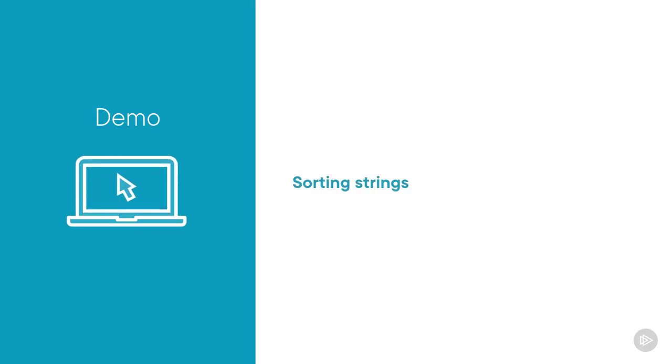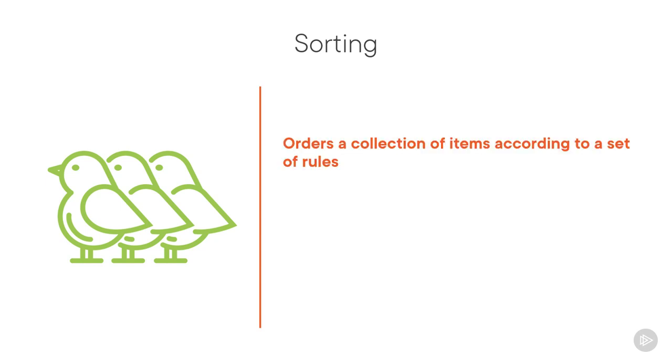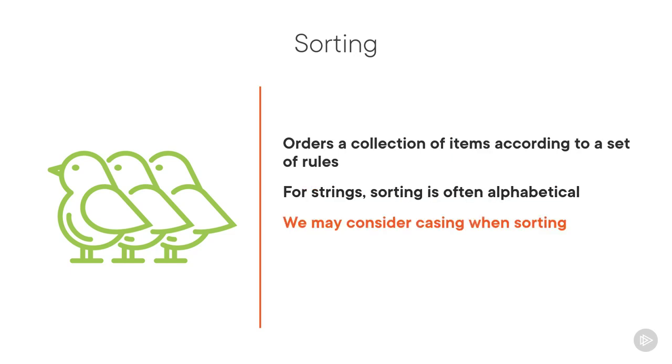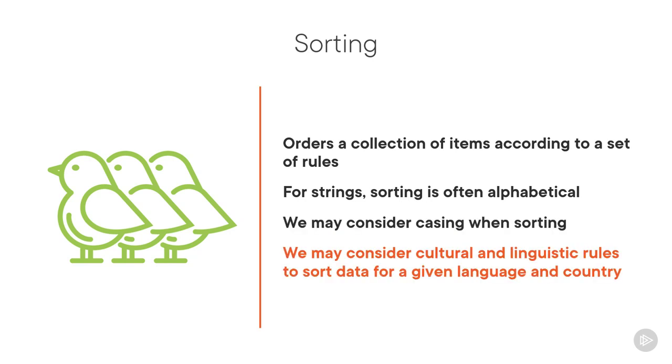In this demo, we will learn about sorting strings in C#. Sorting orders items from a collection according to a set of rules. For string data, sorting is often applied alphabetically. We may optionally consider the case of characters when sorting strings by applying either case-sensitive or case-insensitive sorting. We may also need to consider cultural and linguistic rules to sort data accurately for a given language and country.